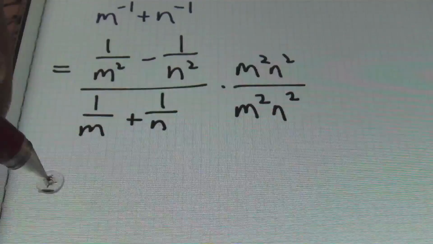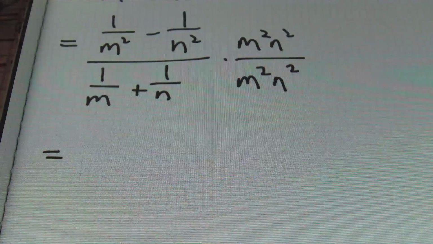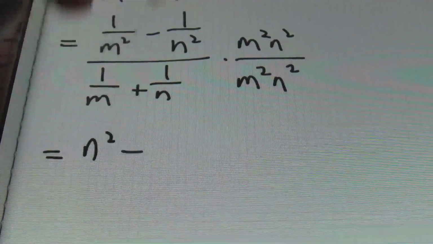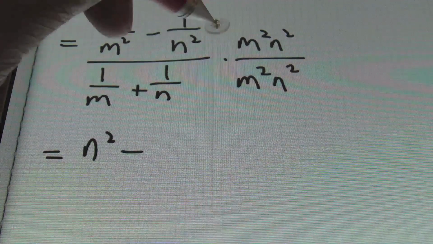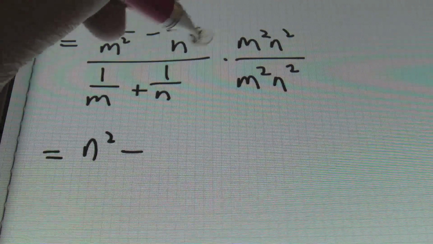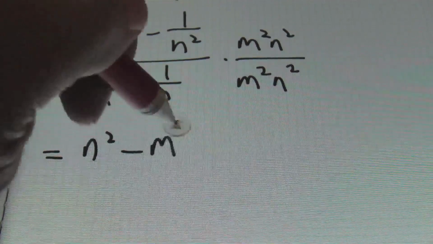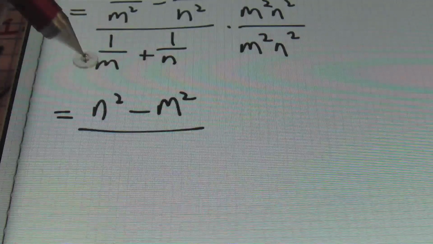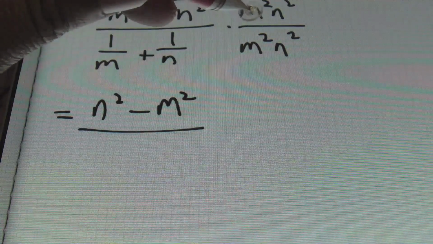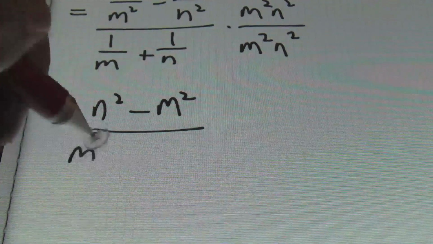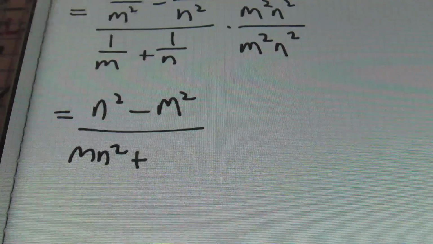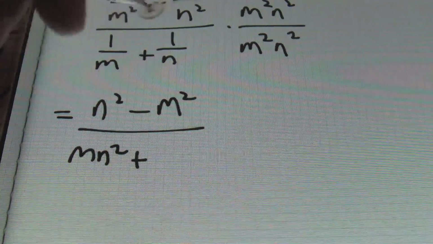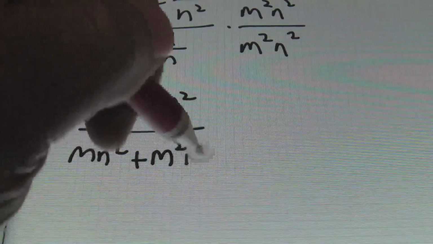So 1 over m squared times m squared n squared, the m squareds will cancel out to leave me with n squared, minus 1 over n squared times m squared n squared, the n squareds cancel out to leave me with m squared. All of this is going to be over, here, multiplying 1 over m times m squared n squared will leave me with m n squared, plus multiplying 1 over n times m squared n squared will leave me with m squared n.